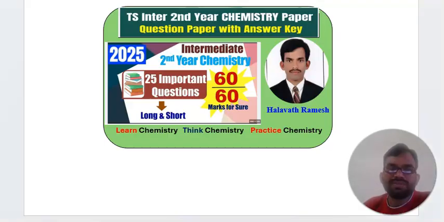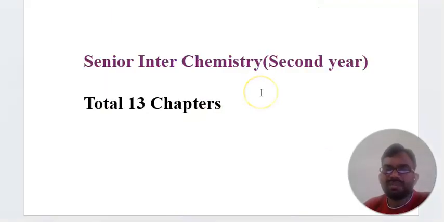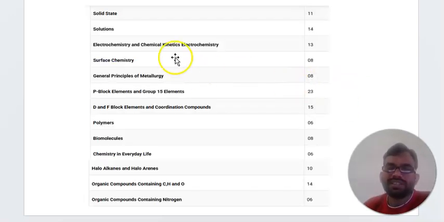In intermediate second year chemistry there are a total of 13 chapters in the syllabus. These 13 chapters are very important to achieve your goal in the IPE exam as well as in IIT JEE Mains and NEET exam. You can see what the topics are here, starting with the first topic.